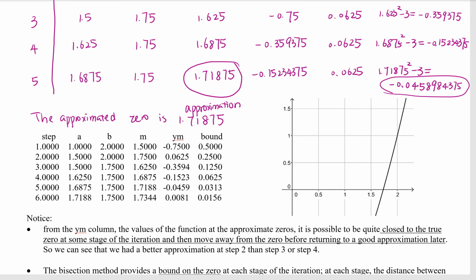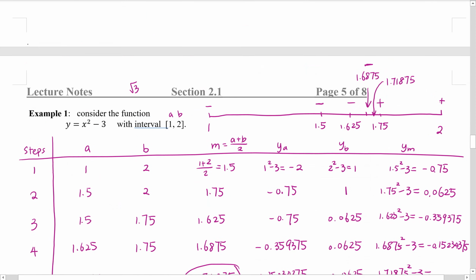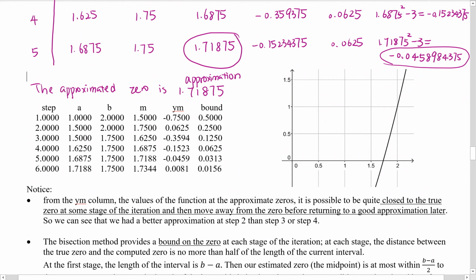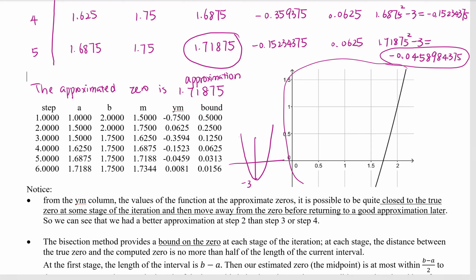We can also graph this function, x squared minus 3. x squared is a parabola opening up, so with minus 3 we shift it down 3. We can use GeoGebra or any other software to sketch the graph. You can see the zero is somewhere between 1.5 and 2, and our approximation 1.71875 is close to this true value.